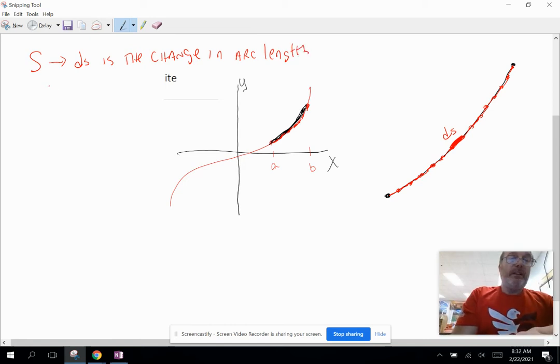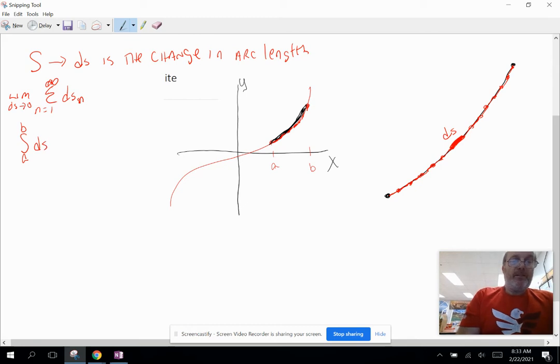And if we could sum all those ds's, we could take the limit as ds goes to 0, becomes infinitesimally small, and we would have the arc length. But that's just the integral from a to b of those ds's. So what is ds? We're going to take this one little piece out and we're going to amplify.